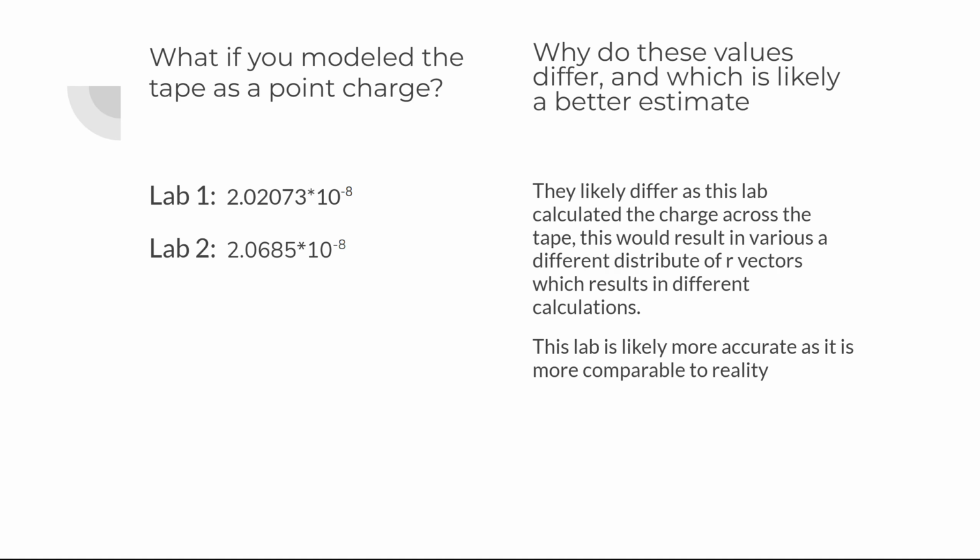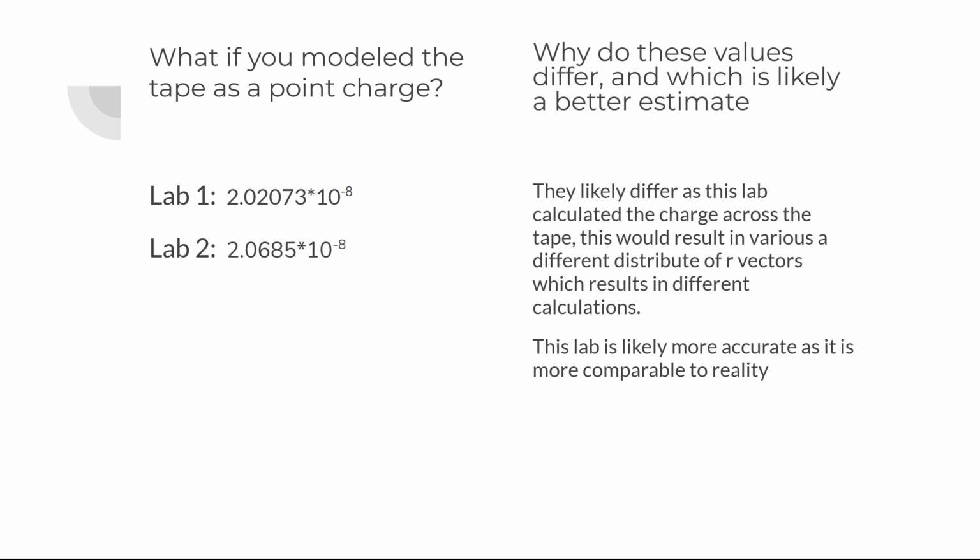So first, Lab 1, which we did model as a point charge, the charge came out to 2.0207 times 10 to the negative 8th, versus Lab 2, which was 2.0685 times 10 to the negative 8th. So you can see there is a clear difference there.